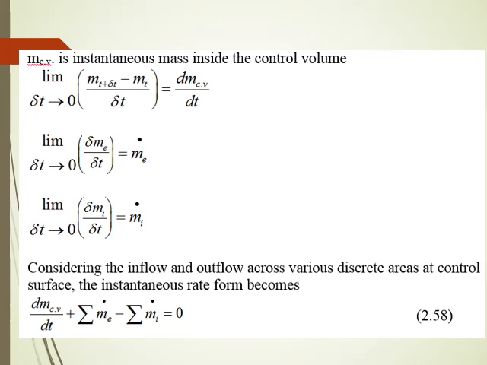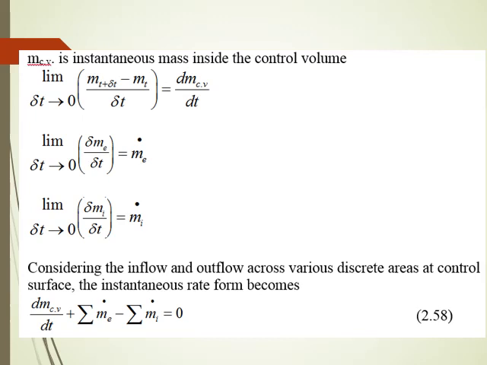Now we also put a limit for the masses that are entering or leaving the control volume. If we divide delta m_e by delta t and put the limit, that will become m dot e. Similarly, if you put the limit for delta m_i and put the limit delta t tending to 0, then that will be m dot i.